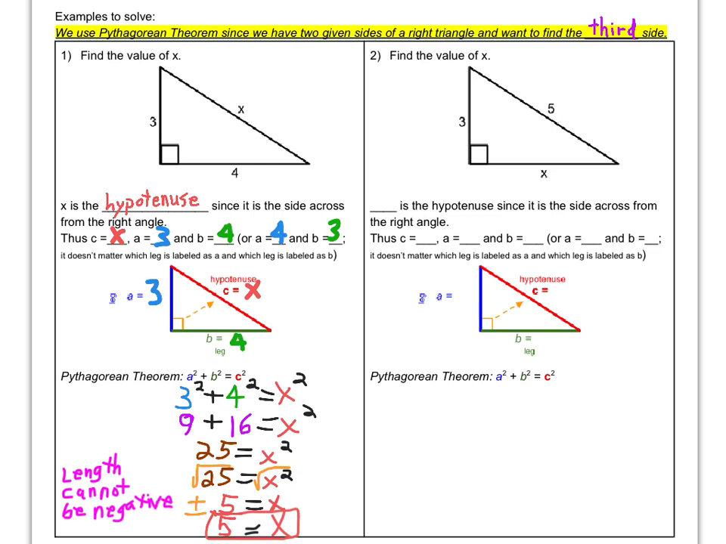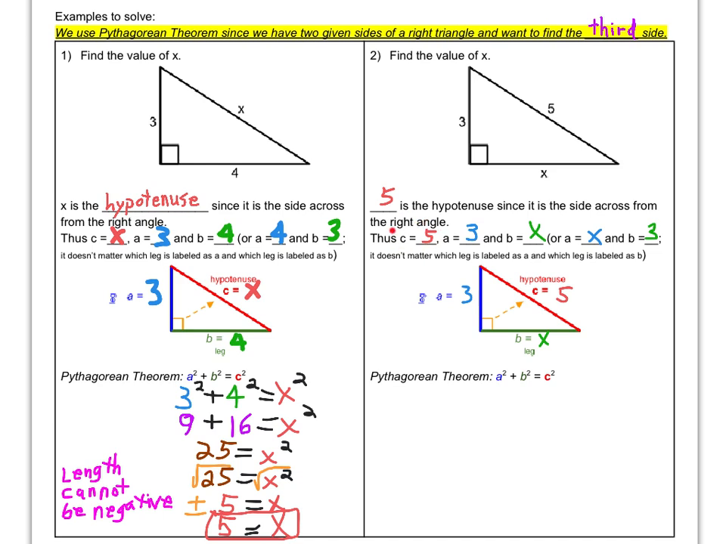Otherwise, that's going to look like this. We see that the hypotenuse is the side across from the 90-degree angle. In this case, that's the 5. So C is 5, A is 3, and B is our x. And again, it's okay if you switch your A and B around. If you called A your x and B your 3, that'd be okay.